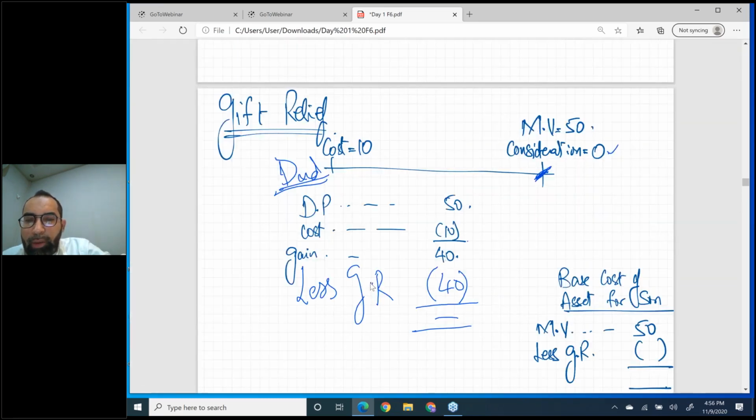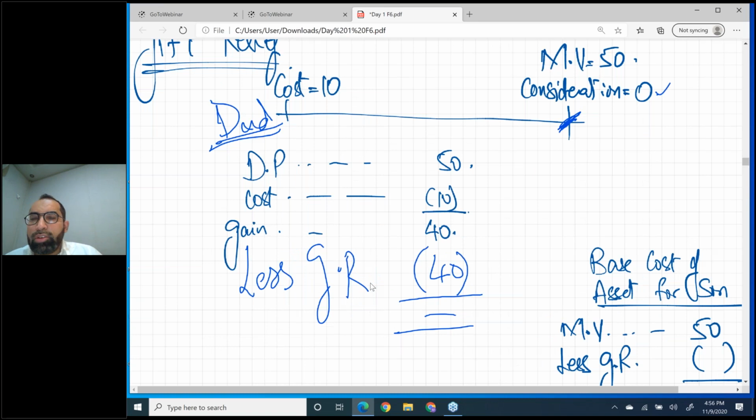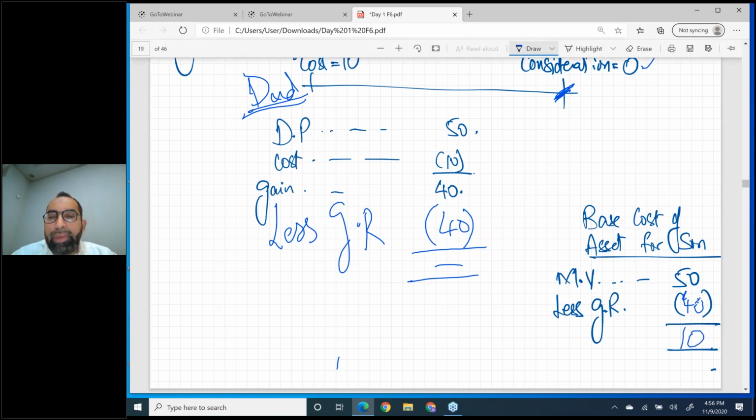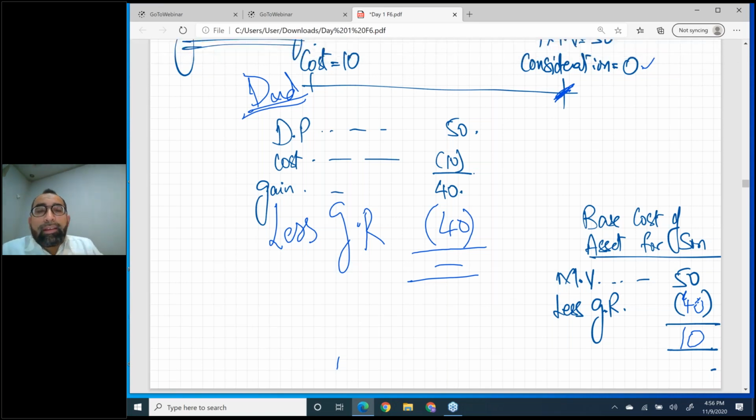Now the student says, sir, how? See, the base cost of the asset for the son will be reduced. The son just got the asset with a market value of 50, and what is the gift relief? The deferral amount is 40. I've just reduced 40, so the base cost of the asset for the son is 10. Now just think, when you have reduced the base cost of the asset for the son, automatically the future gains for the son will be increased.